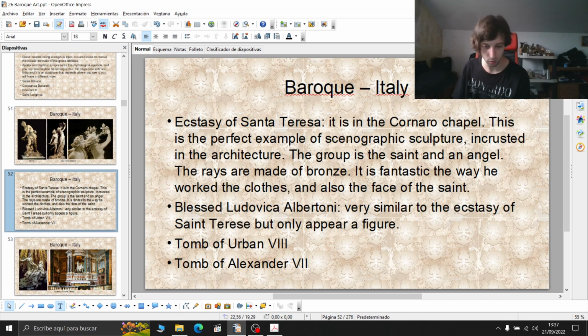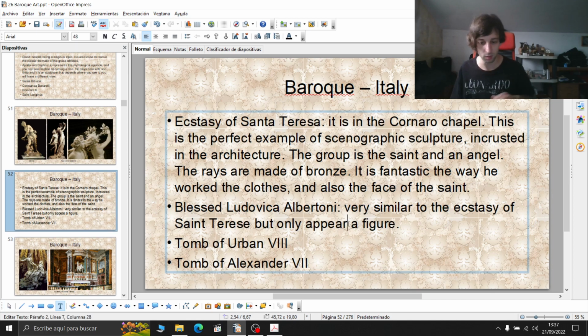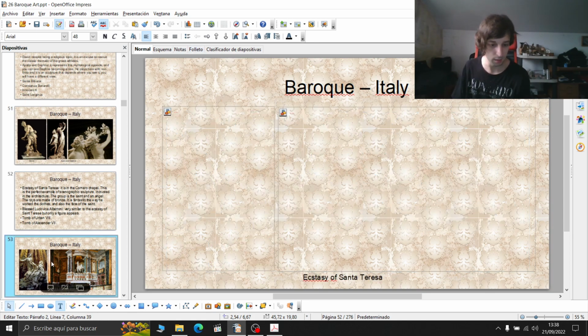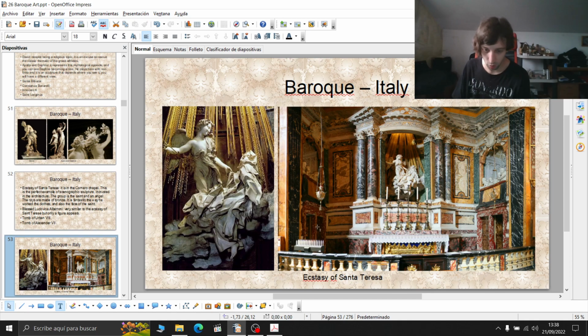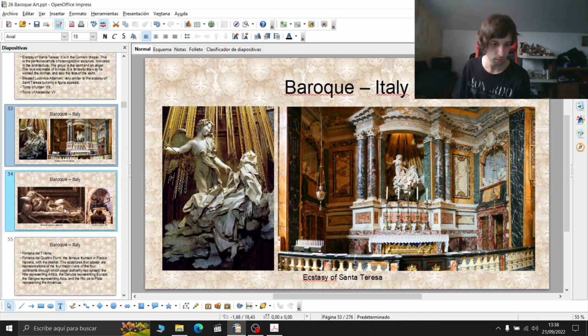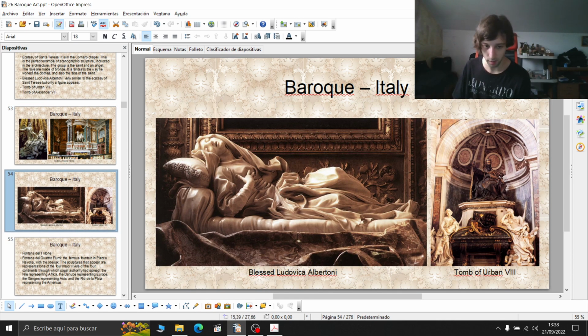Blessed Ludovica Albertoni, very similar to the Ecstasy of Saint Teresa, but only one figure appears. Tomb of Urban VIII and Tomb of Alexander VII. Here, Ecstasy of Santa Teresa. Here you see this idea of theatre and sculpture inside the architecture forming a whole. So this is a perfect example. This Blessed Ludovica Albertoni, very similar, and Tomb of Urban VIII.